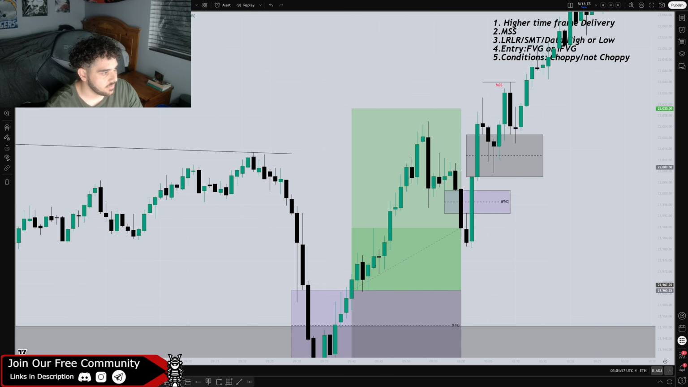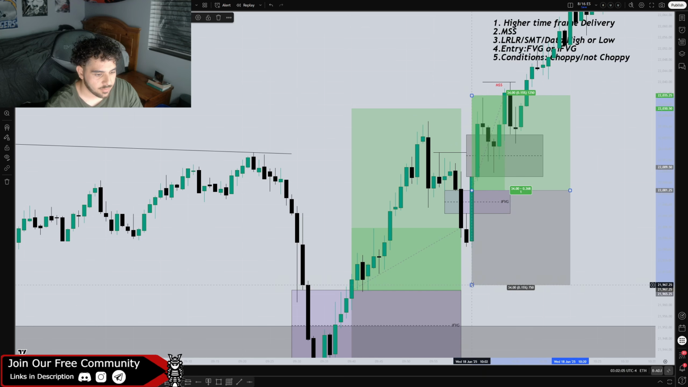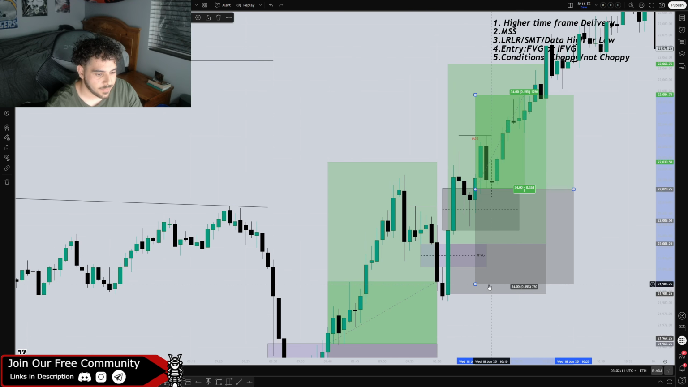Why is this a good fair value gap? Because we close strongly through these highs, through these swing points. So there's so many entries, but this is all built off of the idea of the higher time frame. We're just following order flow on the lower time frame.